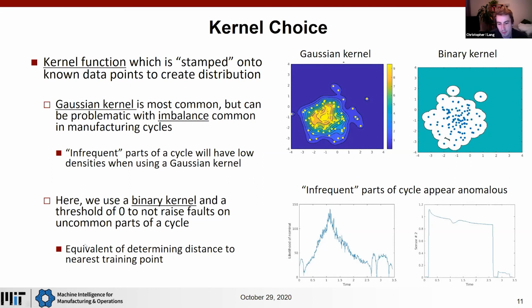This is equivalent to what I would call a minimum distance classifier, or just using the distance of incoming points to all past data points as our classification metric.